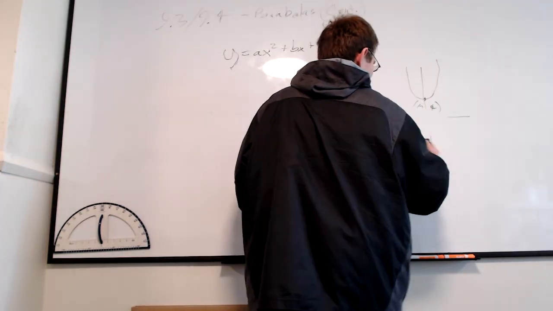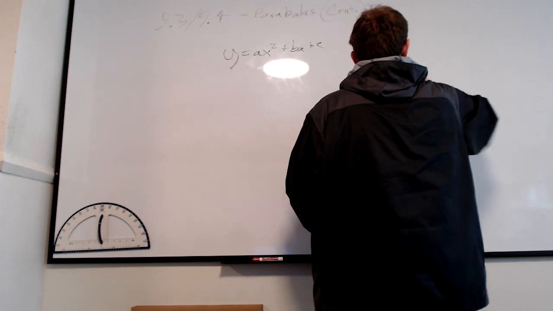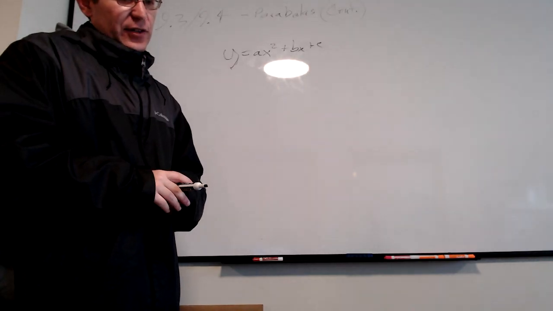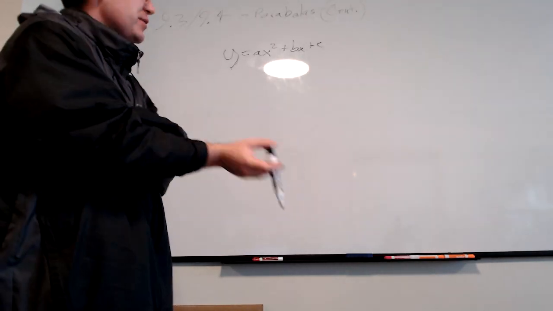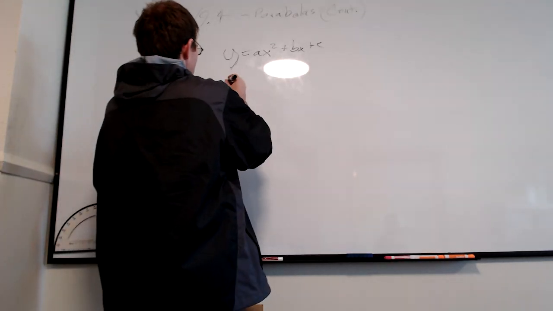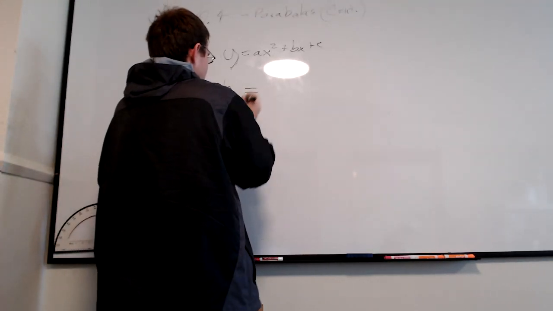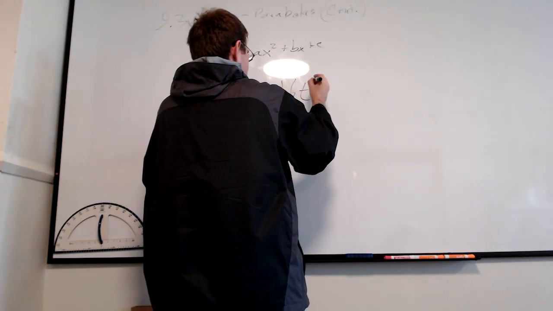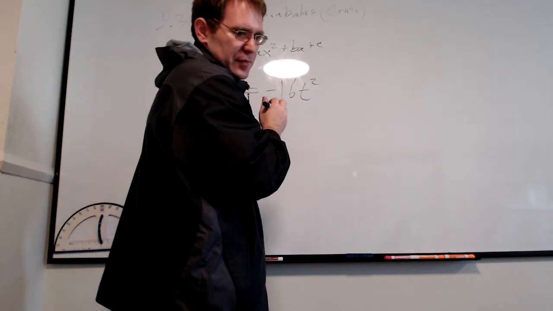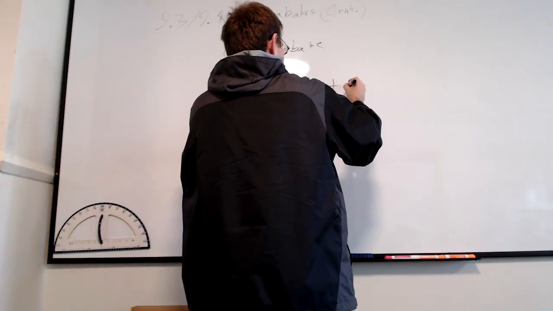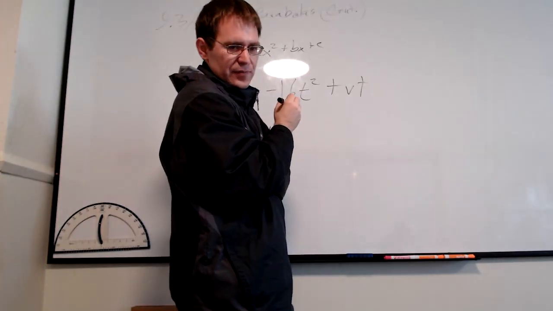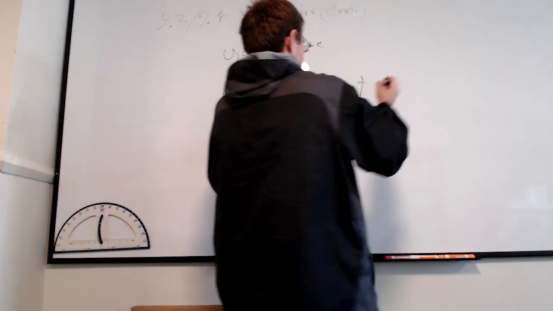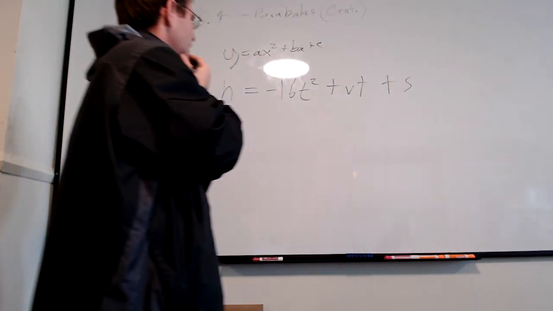Let's see here. So there's actually a formula that we can create for height, which relates to our projectiles that we've been talking about. So height in feet is equal to negative 16 t squared plus vt plus s. Okay, what does this all mean here?